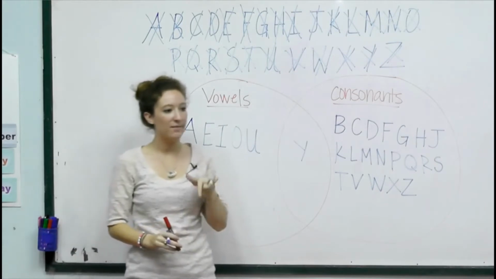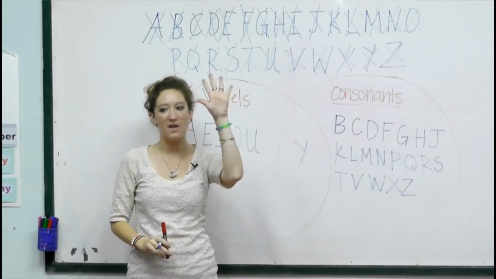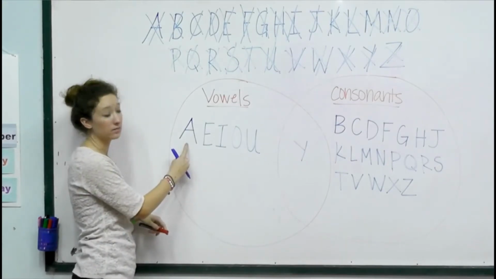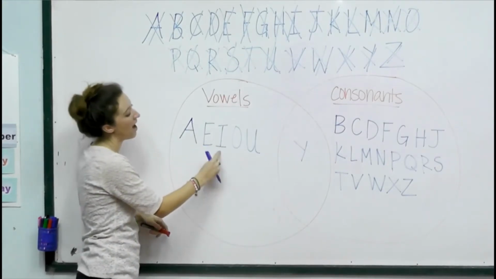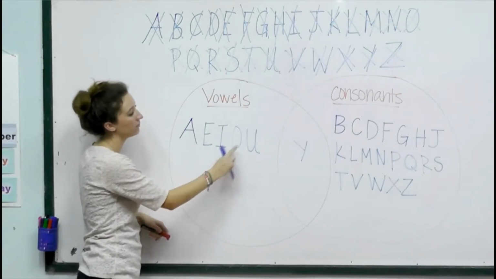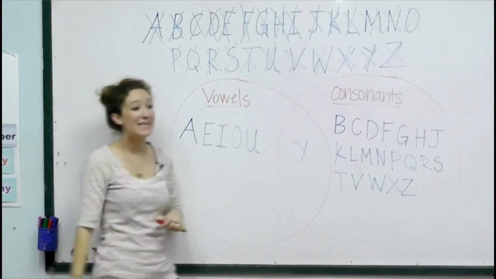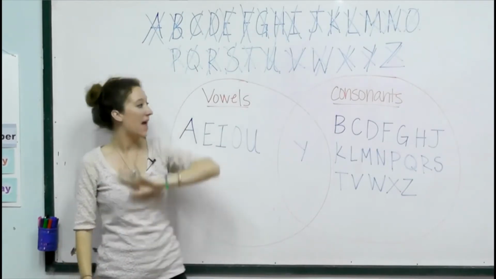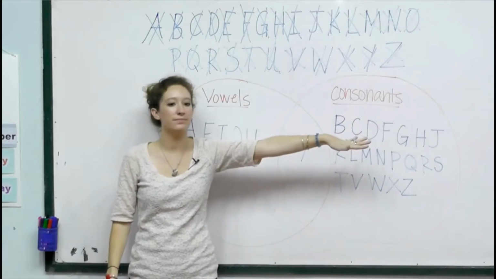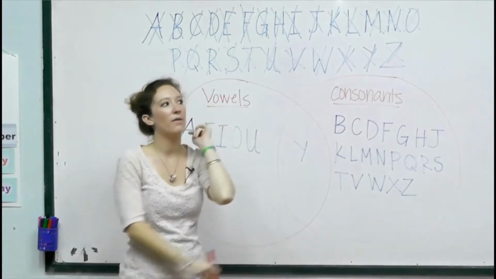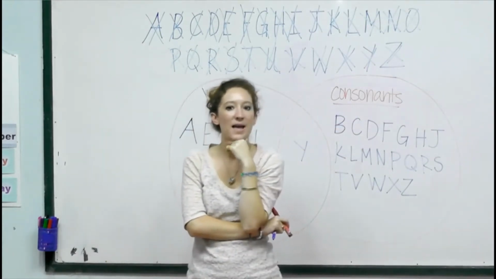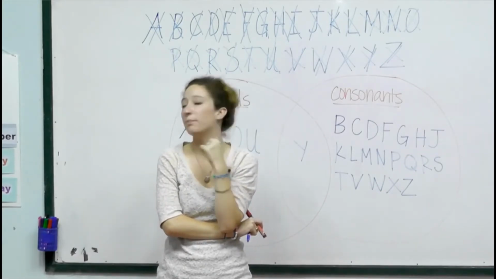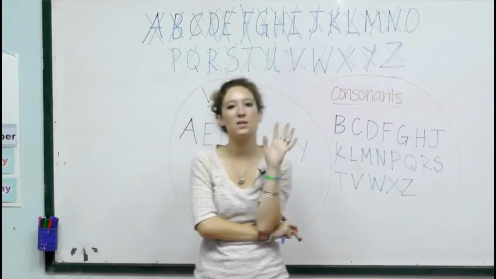So today, for now, we're going to focus on five vowels. All right. And they are A, E, I, O, U. All right? So it's easy to remember five. If you remember five, then everything else is a consonant, right? So if Teacher Shelby says, is F a vowel? You think A, E, I, O, U, nope, no F, right? It's easy to remember the five.